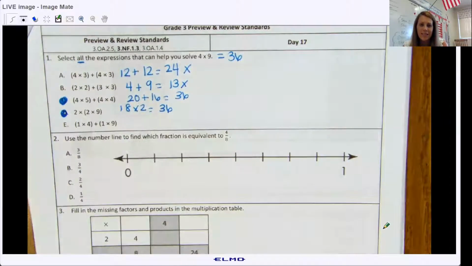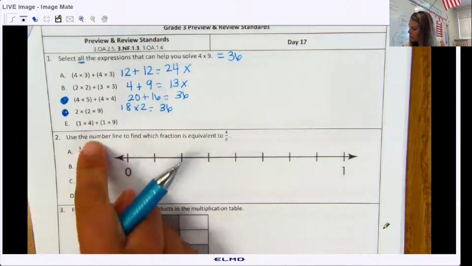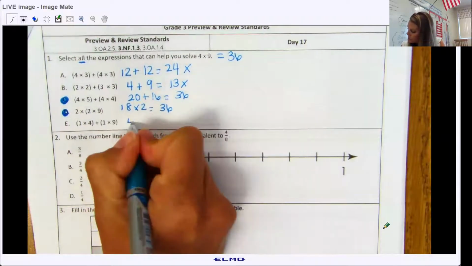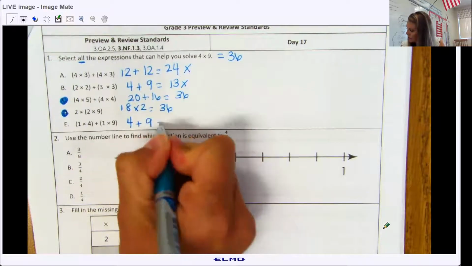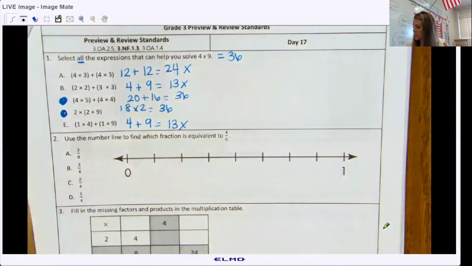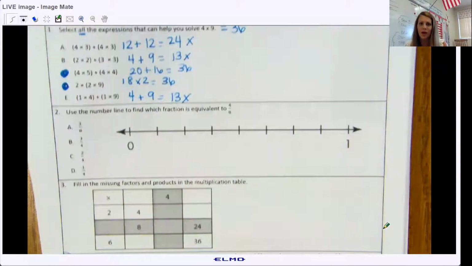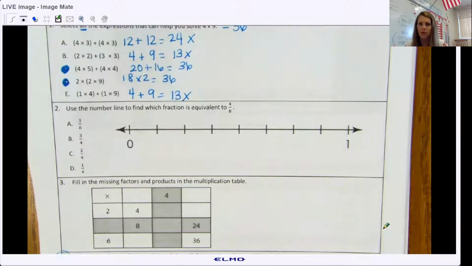When it says select all, you never know. So don't just stop because you picked 2. Always solve all of them, okay? 1 times 4 is 4, plus 1 times 9 is 9, and we know that equals 13. So yes, there were only 2 answers there. Hopefully you got that right. Kiss your brain and do the whoop whoop cheer.